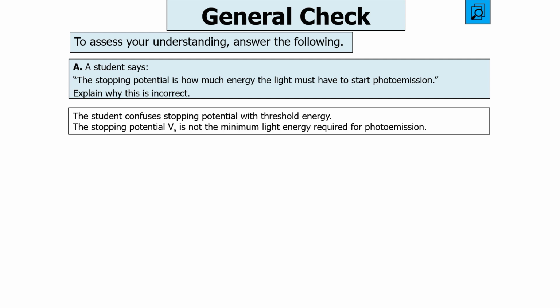Well, the student confuses the idea of stopping potential with threshold energy. The stopping potential is not the minimum light energy required for photoemission. That is going to be the potential required to bring the photoelectrons emitted to a stop after they've been emitted from the metal.